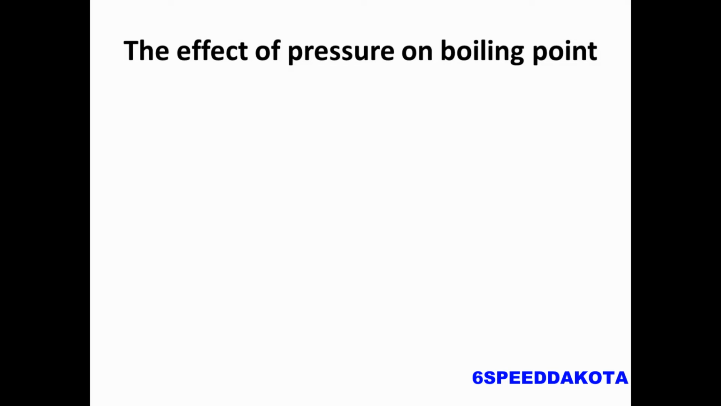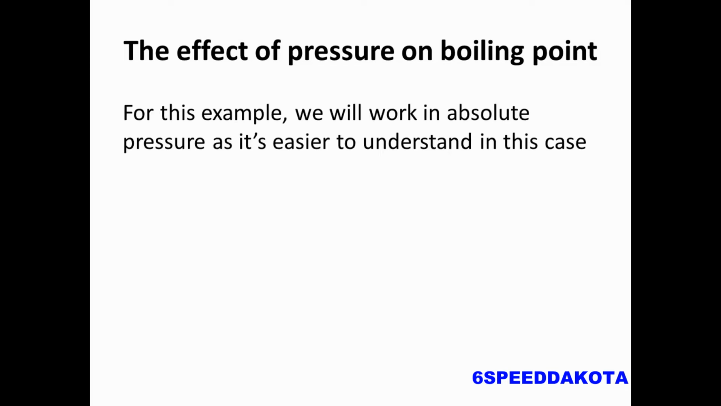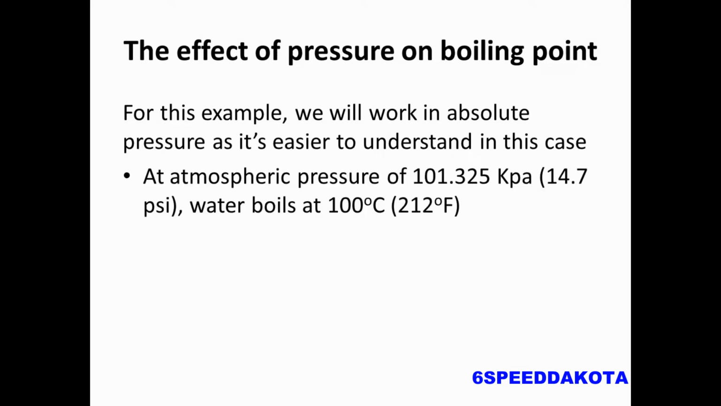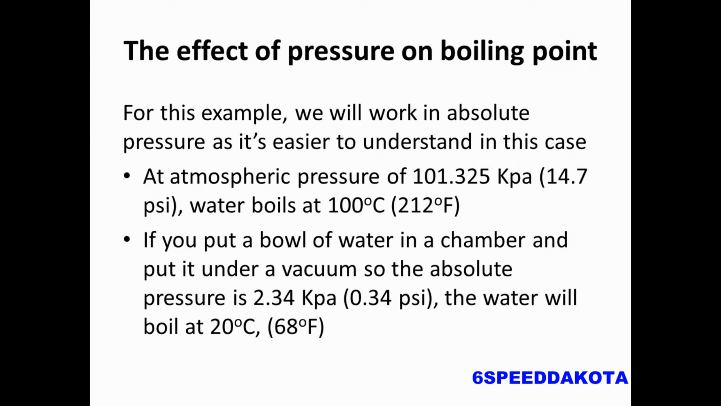So, the effect of pressure on the boiling point of a liquid. For this example, we're actually going to work in absolute pressure because it's easier to understand in this sense. At atmospheric pressure of 101.325 kilopascals, also known as 14.7 psi, water boils at 100 degrees Celsius or 212 degrees Fahrenheit. If you put that bowl of water in a chamber and put it under a vacuum, so we drop our absolute pressure down to 2.34 kPa or about 0.34 psi, so we're almost in a perfect vacuum, the water actually boils at 20 degrees Celsius, or 68 degrees Fahrenheit.